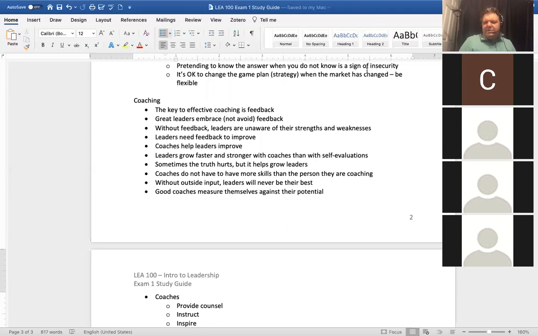Without feedback, we don't know our strengths and weaknesses. And I go back to the strengths and weaknesses with competency, right? So leaders need feedback to improve. Coaches need to help leaders improve. You are always going to go further faster when you have a coach, no matter where you are in your leadership journey. And it doesn't have to be somebody who's better than you or had more experience.